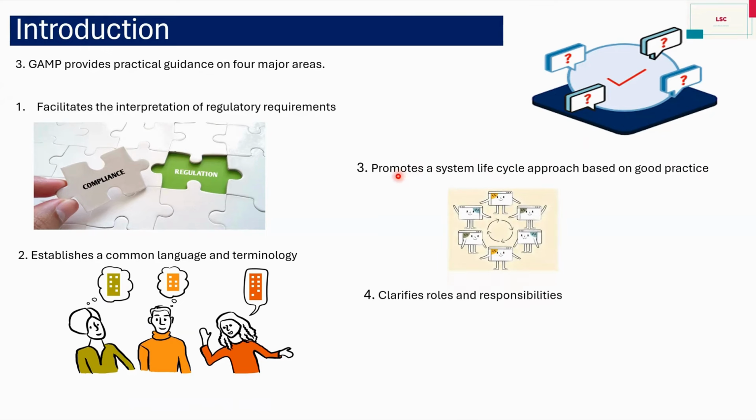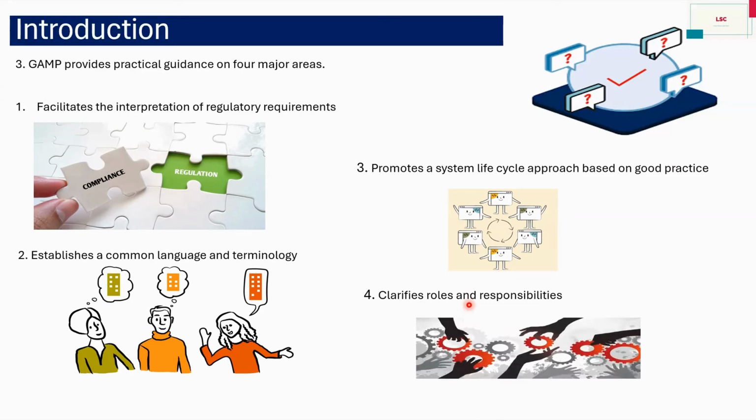Then clarify role and responsibility. In GAMP, it is clearly mentioned what the role and responsibility of which department or which person is, who is responsible for whatever. So it gives responsibility insights for all of us so that we can achieve our goal.